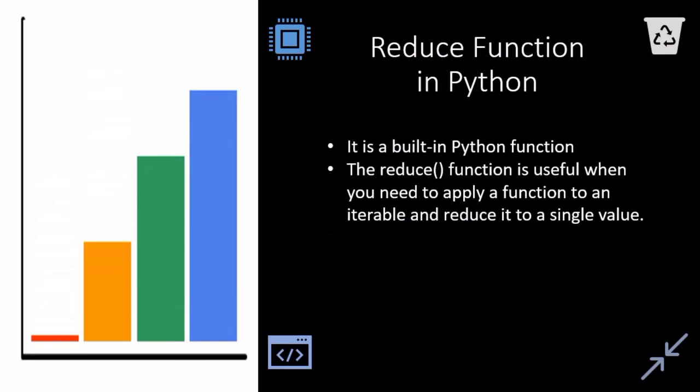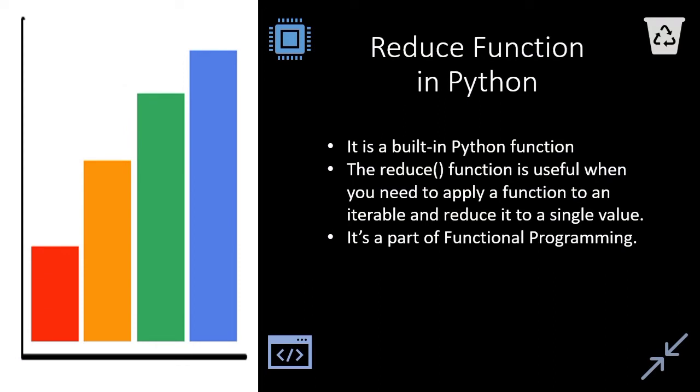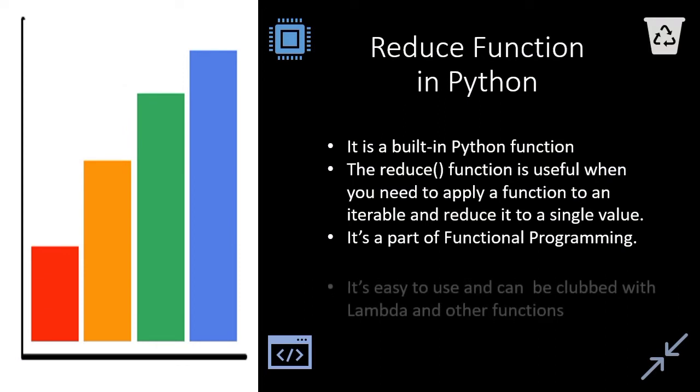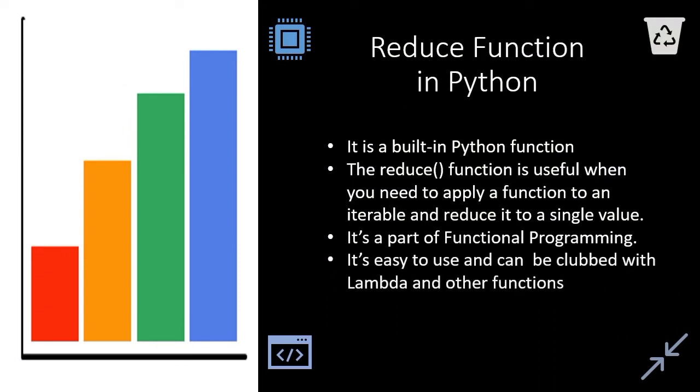For example, we can think of we have to calculate the sum of the items in a given iterable. It's again a part of functional programming and it can also be clubbed with other functions that we have seen till date. For example, lambda function, map function or filter function. So now let us understand the syntax for the reduce function.